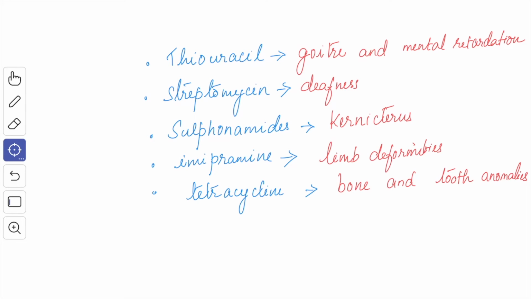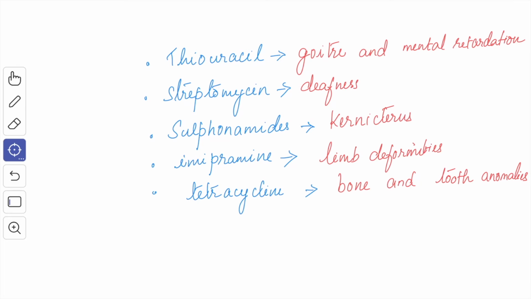A number of other compounds might be damaging to the embryo or fetus. Most prominent are thiouracil, which causes goiter and mental retardation; streptomycin, which leads to deafness; sulfonamides, which lead to kernicterus; imipramine, an antidepressant which leads to limb deformities; and tetracycline, which leads to bone and tooth anomalies. Intake of aspirin in large doses during pregnancy is potentially harmful to the developing offspring.